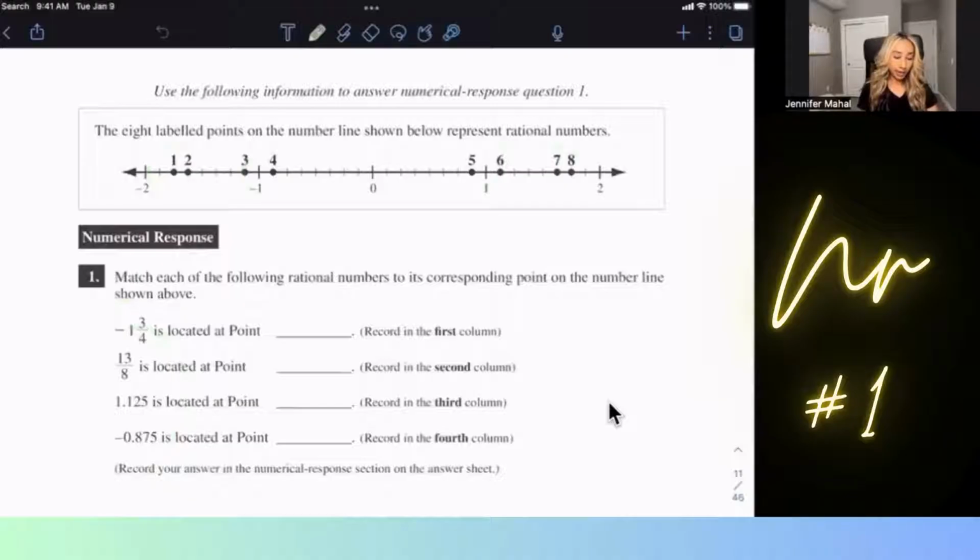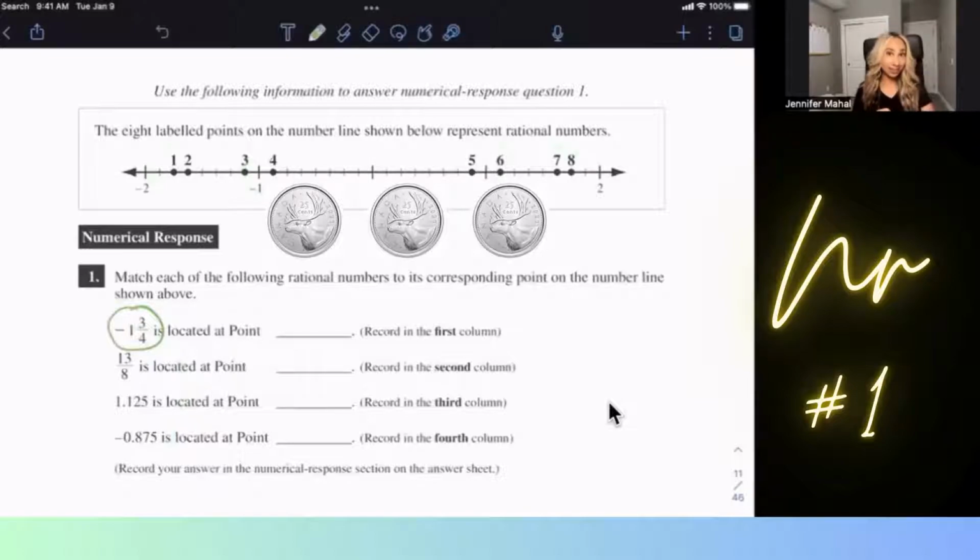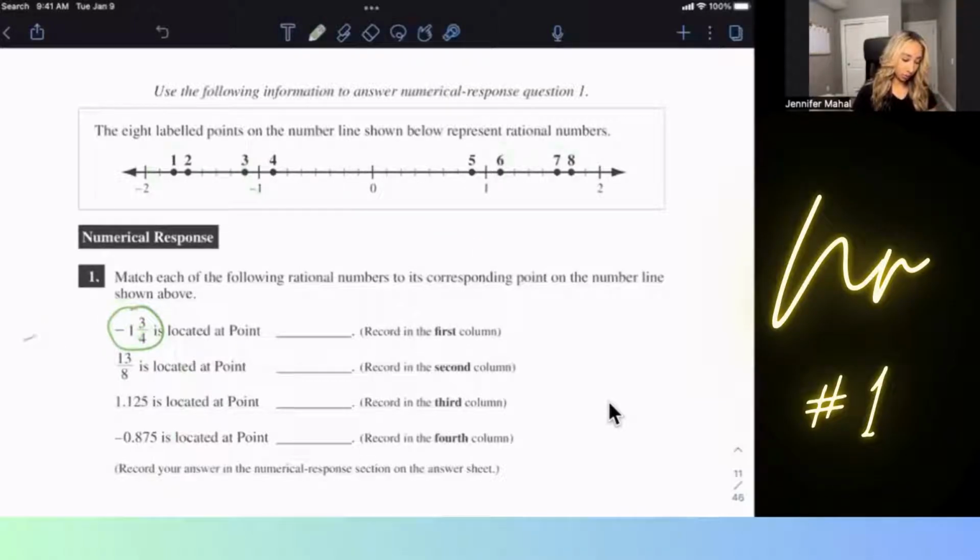So -1 3/4. So 3/4, if you remember from one of my videos, I had done the 3/4, literally 3/4. That's going to be 0.75. The only difference now is we have a whole number, so that's going to change this one into -1.75. So that's what that one's going to be.